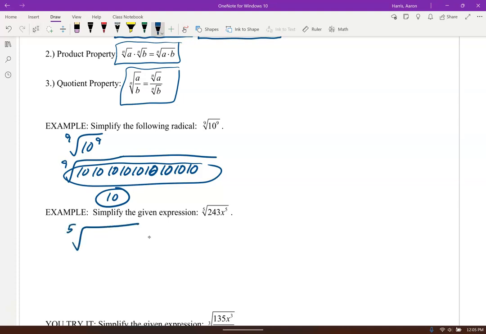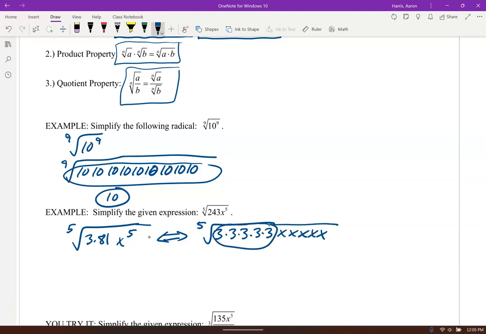Well, 243 goes into 3, 81 times. So 3 times 81. Then we have 5 x's. And let's keep going with the 81. 81 is 9 and 9. Well, 9 is 3, 3. The other 9 is 3, 3. I got 5 x's. Looking for 5 of a kind. There's 5 3's. There's 5 x's. So the fifth root of 243 x to the fifth is 3x.